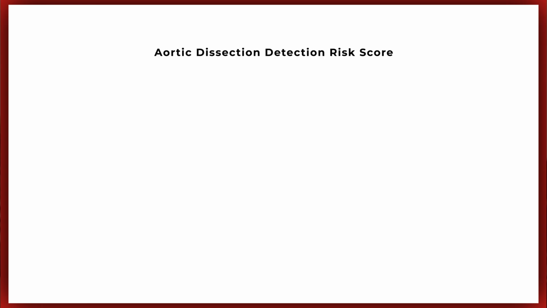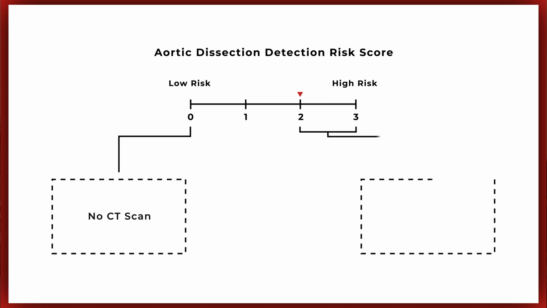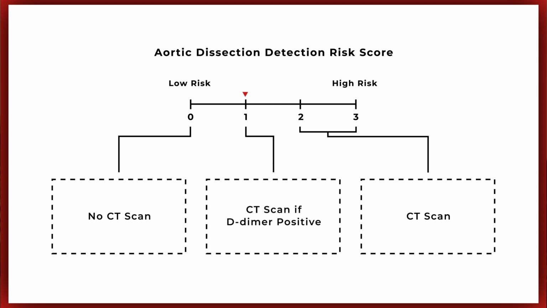So to take us through this strategy, first, the aortic dissection detection risk score is calculated. If the score is 0, then the patient does not receive any further testing. If the score is 2 or 3, then the patient goes for a CT scan. If it's 1, they have the D-dimer blood test. If the blood test is positive, they have a CT scan. If it's negative, they have no further testing.